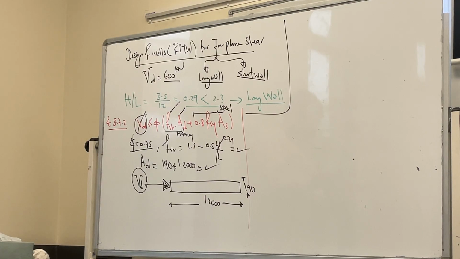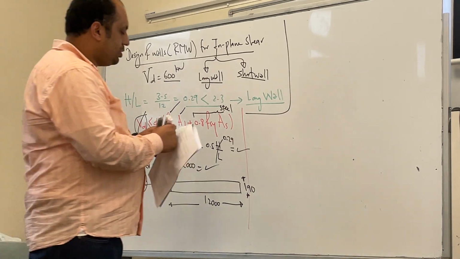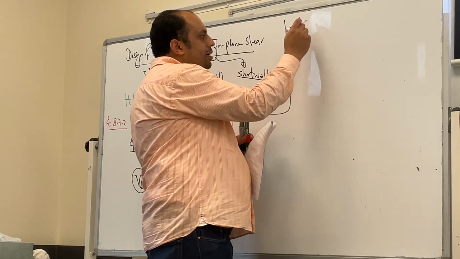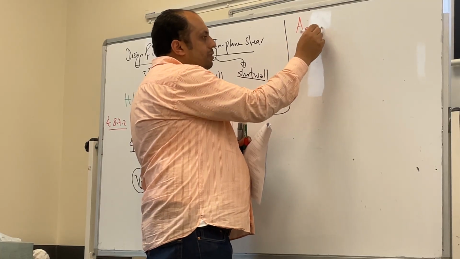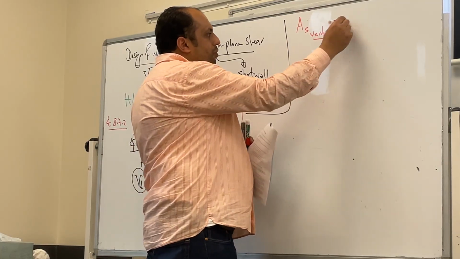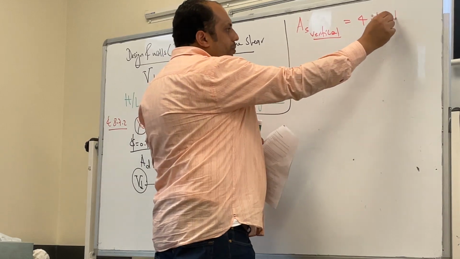No, we don't need it. This is for the horizontal steel. No, it's the vertical. AS is the cross section area. We have only area steel vertical now, right? Yeah. How much? 4 N 12 per meter.